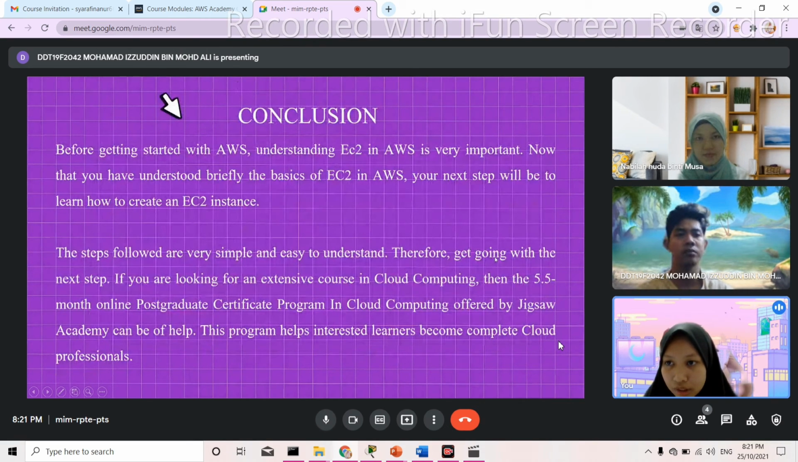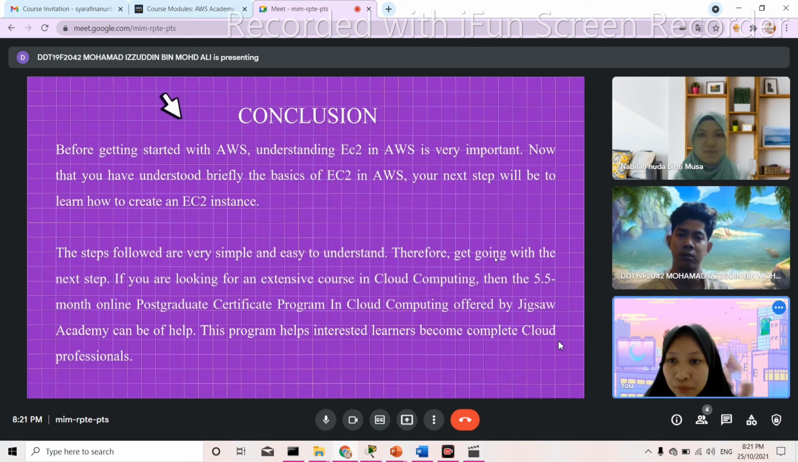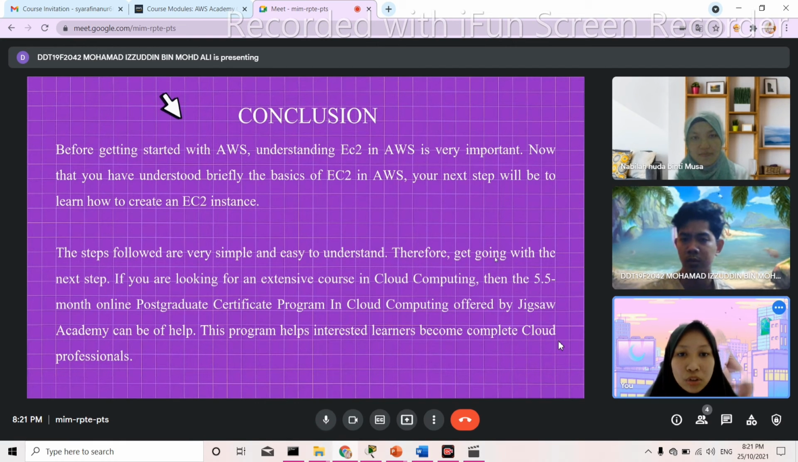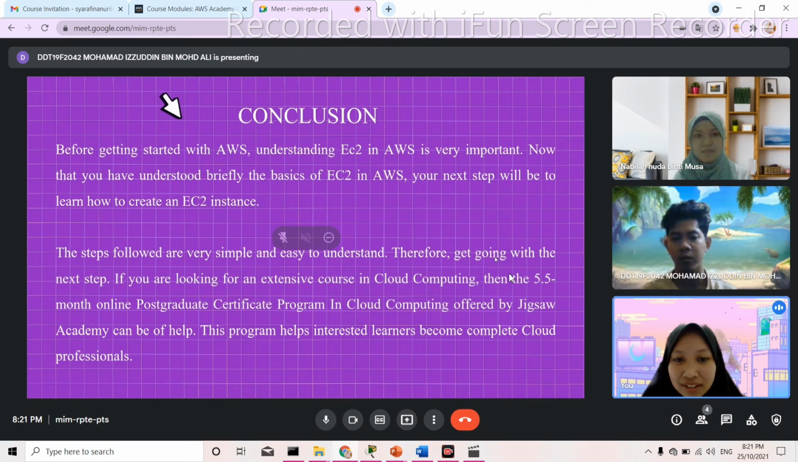Next is the conclusion. Before getting started with AWS, understanding EC2 in AWS is very important. Now that you have understood briefly the basics of EC2 in AWS, your next step will be to learn how to create an EC2 instance. The steps are very simple and easy to understand. Therefore, get going with the next step.